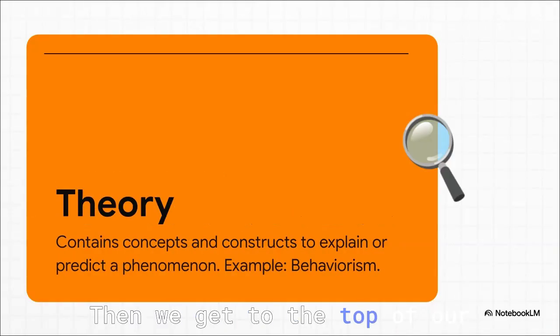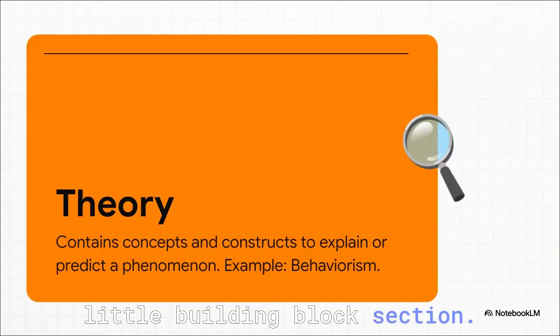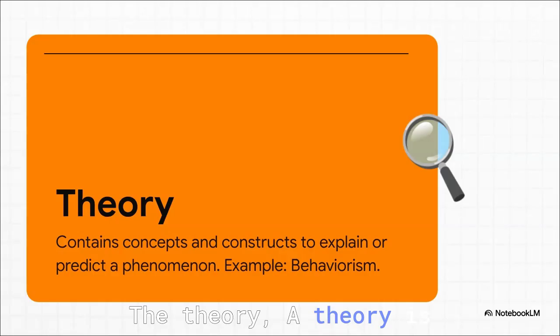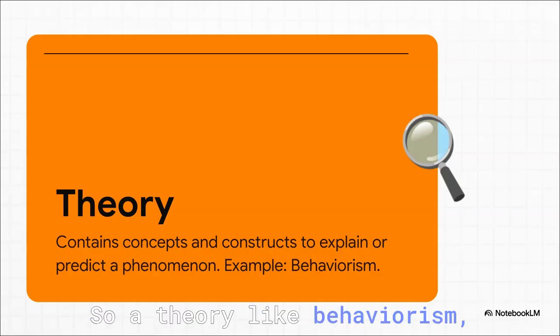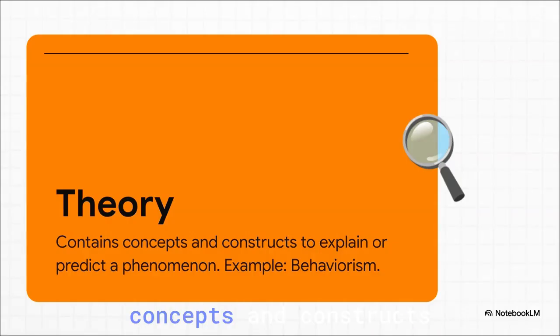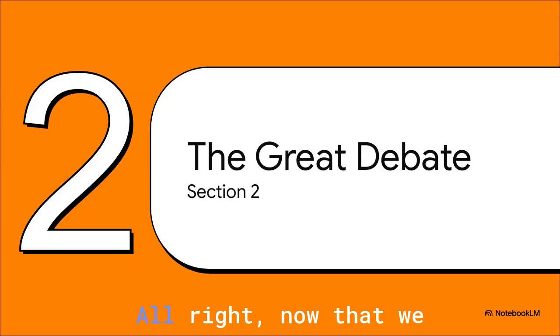And then we get to the top of our little building block section, the theory. A theory is like the finished model. It's the complete instruction manual that uses all those concepts and constructs to explain why something happens or to predict how it's going to happen. So a theory like behaviorism, for example, uses its own concepts and constructs to explain the whole phenomenon of learning. All right, now that we have our building blocks down, concept, construct, and theory, we are ready.